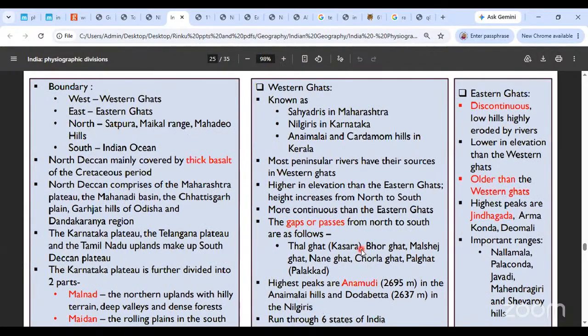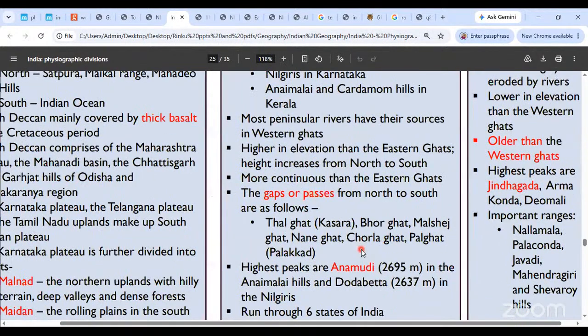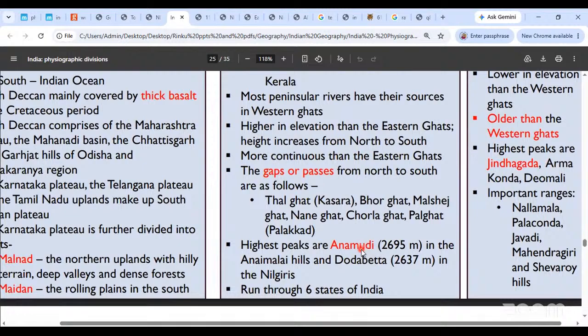So the gaps or passes from north to south are going to be the Thal Ghat or the Kasara Ghat that we know of, the Bhor Ghat, which is a connection between Mumbai and Pune, Marshes Ghat, another famous hill station sort of a thing, the Nane Ghat, Chorla Ghat, the one with the Goa connection, and Palghat or Palakkad. Okay, these are the famous ghats over there. Ghat means a place where you cross across the Western Ghats. Okay. And the highest peak will be in the Western Ghats.